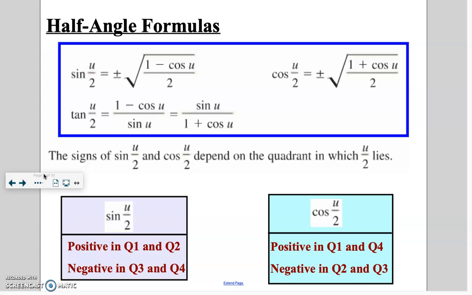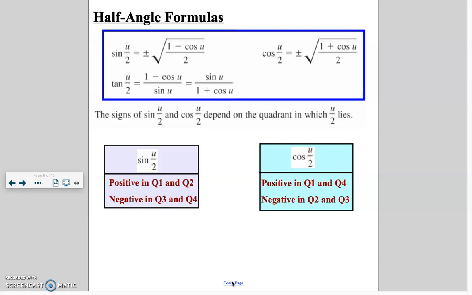Now, when we get down here to tangent, you'll notice that we don't have to do that. Like the cosine double angle formulas where we had 3 options, for the tangent half angles we have 2 options. You don't have to do both of them. It's really just your call as to which one you want to use. As a reminder, the sine of u over 2 and cosine of u over 2 will depend upon which quadrant your targeted angle, your u over 2, lies in. Let's not overthink this.